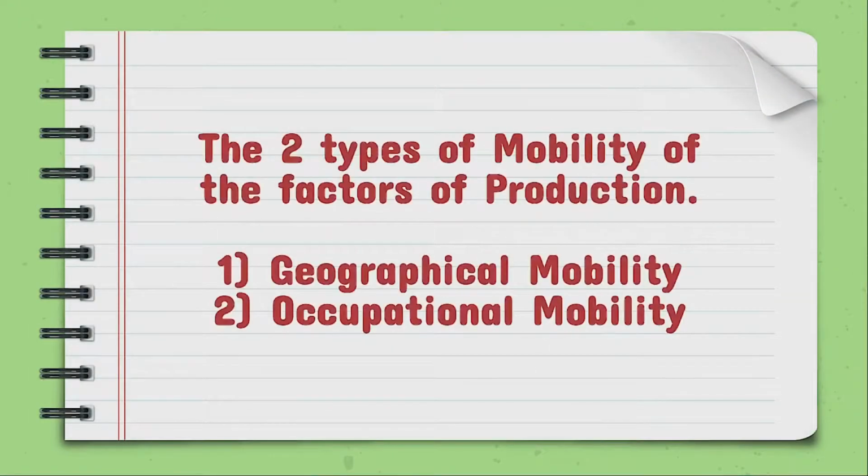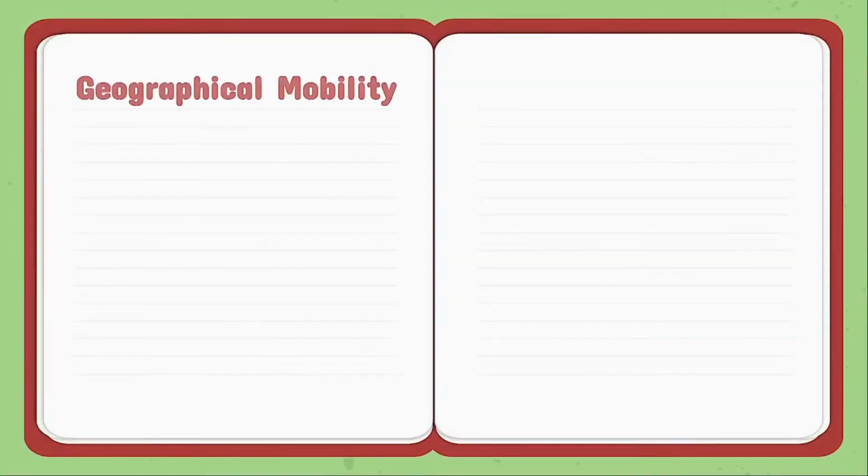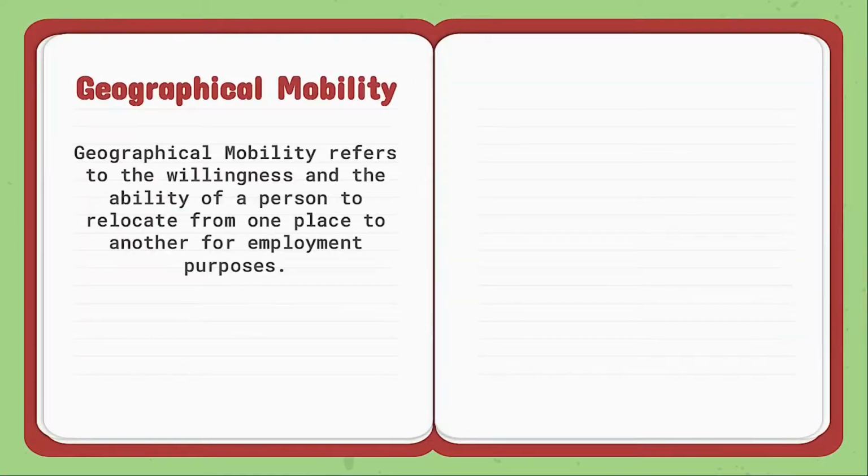Now, let's look at the types of mobility of the factors of production: geographical mobility and occupational mobility. The geographical mobility for laborers refers to the willingness and the ability of a person to relocate from one place to another for employment purposes.